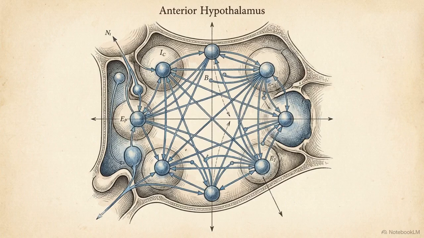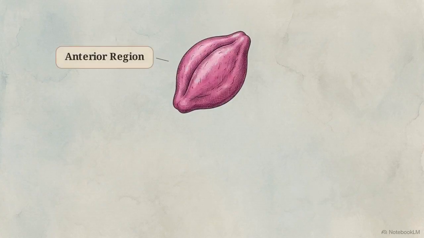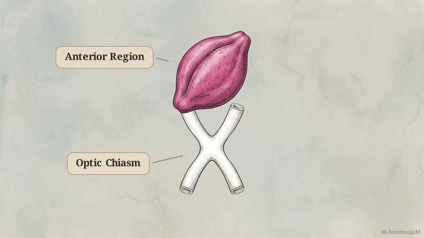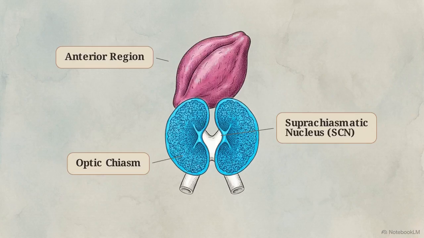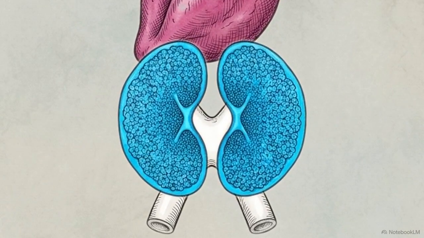To understand how the brain translates physical environmental stimuli into systemic physical responses, we have to map the exact architecture of this localized anterior cluster. We begin at the anatomical baseline of the anterior region. Resting directly on the optic chiasm, a distinct nuclear cluster forms our first structure. This is the Suprachiasmatic Nucleus, or SCN. Notice its direct spatial proximity, sitting squarely atop the crossing optic nerves.